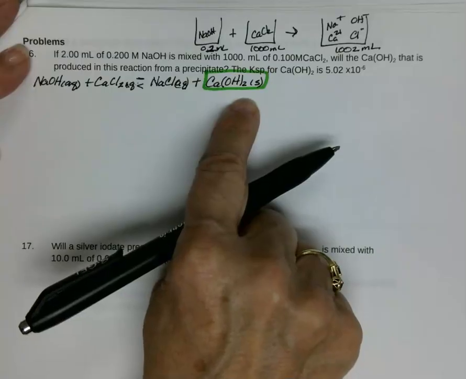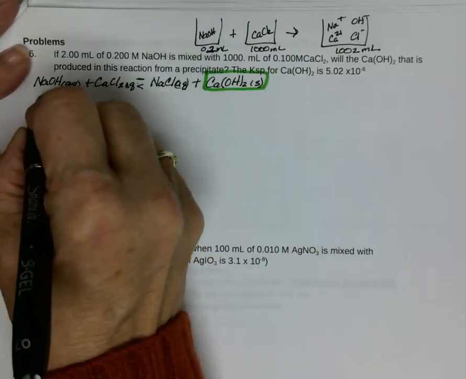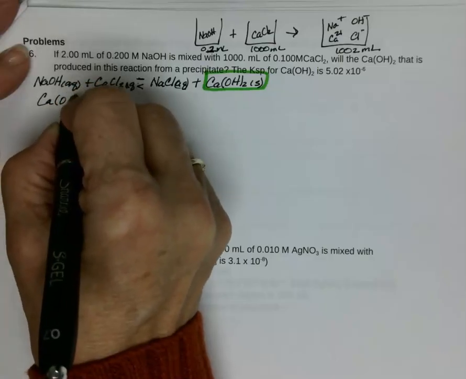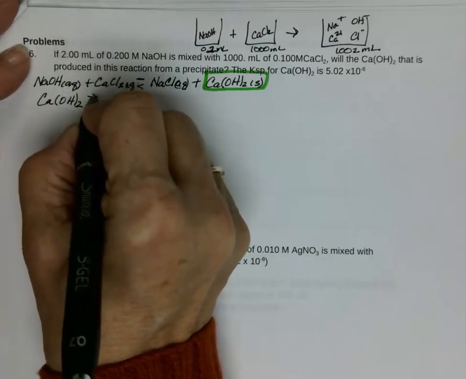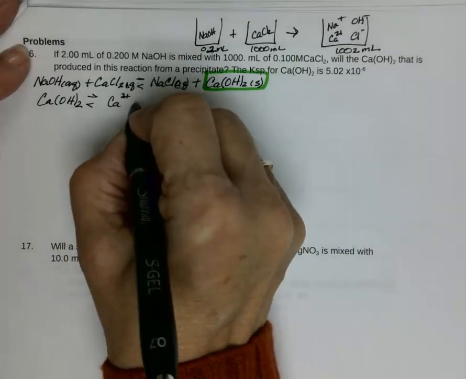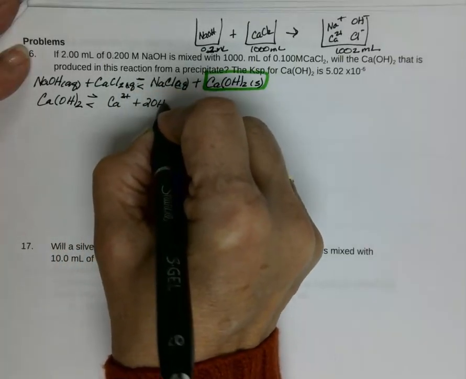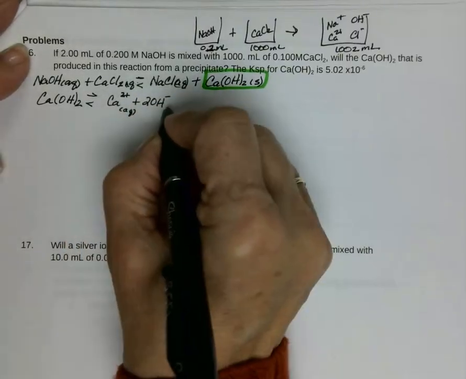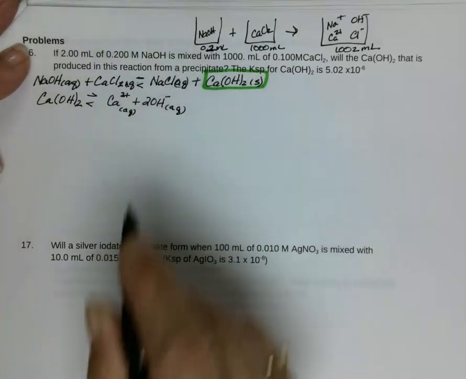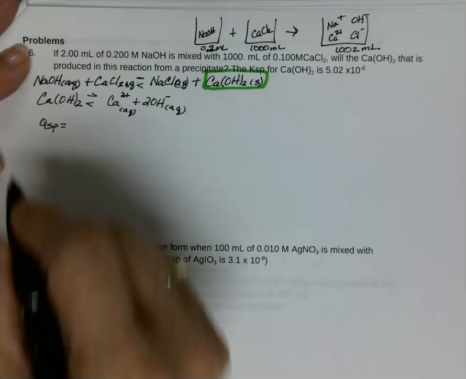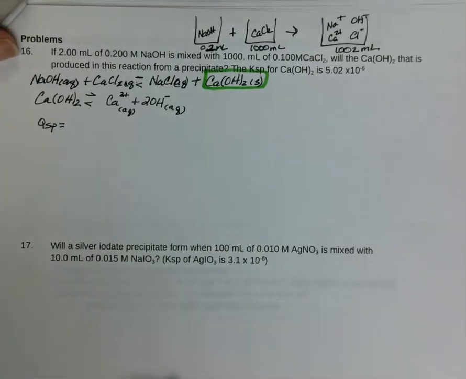So since we're looking for this as a solid, we're wanting to know, is that going to stay in solid form, or will it in fact break into its ions and stay separate? So remember, we're going to find our Q value and then compare that to our K value.